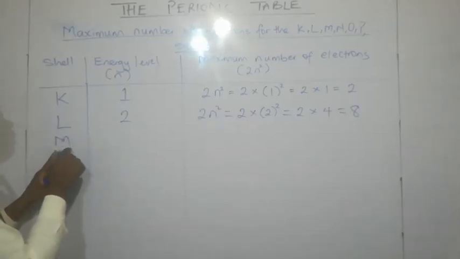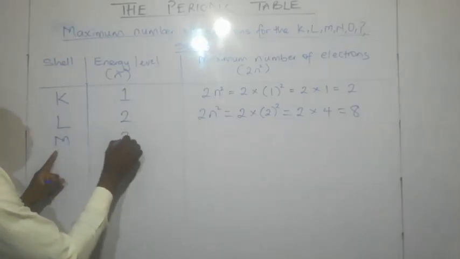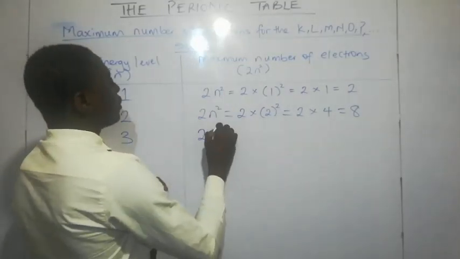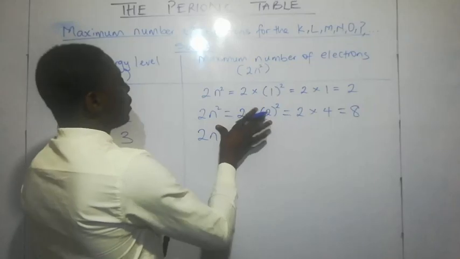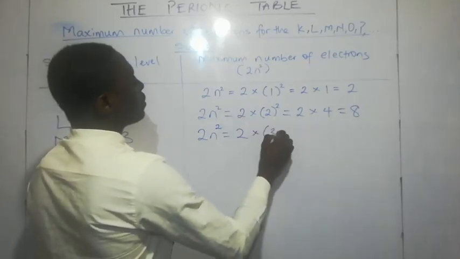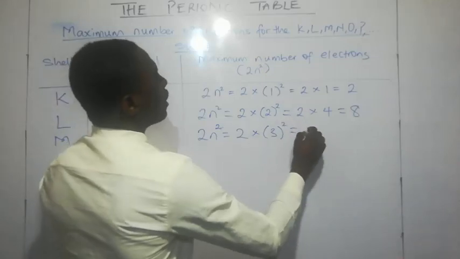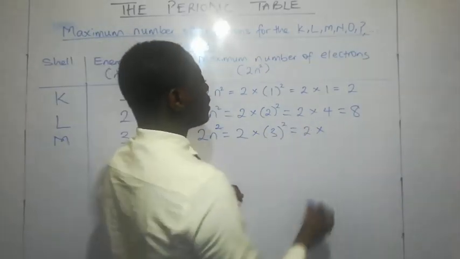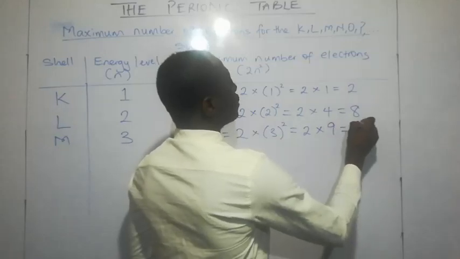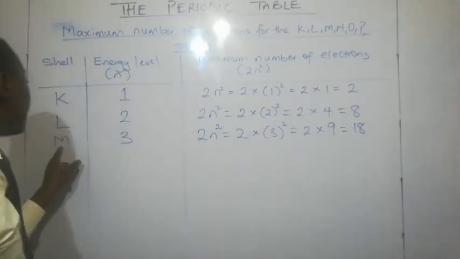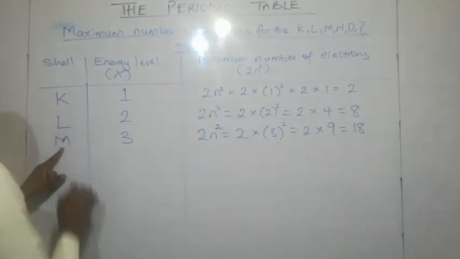M is the third shell, so the energy level is number 3. Following the same formula, 2n squared, my n is 3 this time around, so it's 2 times 3 raised to power 2. What is 3 squared? 3 times 3 is 9. And 2 times 9 is 18. So the maximum number of electrons that can stay on the M shell is 18.